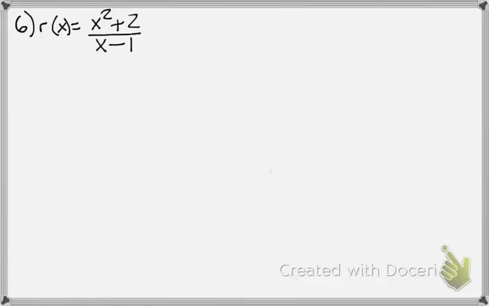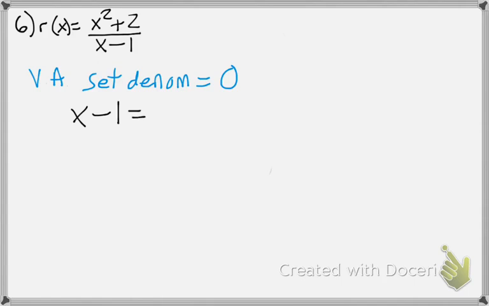So to get the vertical asymptote for number 6, we want to set the denominator equal to 0. So I'm going to take x minus 1, set it equal to 0, and solve. So x is going to be equal to 1. So this will be a vertical line that's a boundary in the function.